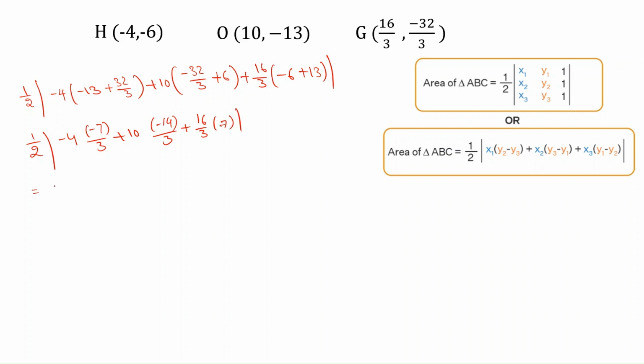Then we will take 1 upon 3 out. We already have 1 upon 2 here. Minus 7 into minus 4 is 28. Minus 14 into 10 is minus 140. 16 into 7 is 112. Now 112 plus 28 is 140. So we'll have 140 minus 140, which is 0 here. That means the area of the triangle is 0, which shows that all the 3 points are collinear.